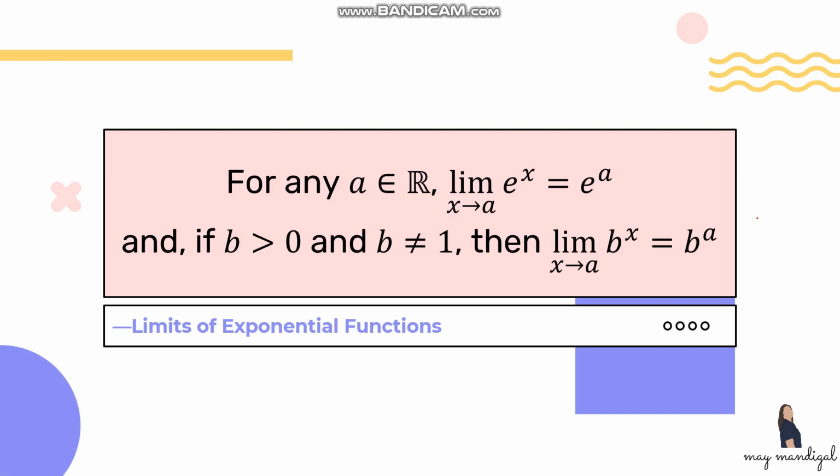For any a, which is an element of the real numbers, the limit of e raised to x as x approaches a is just equal to e raised to a. And if b is greater than 0 and b is not equal to 1, then the limit of b raised to x as x approaches a is also equal to b raised to a. This means that we can just do direct substitution as long as the conditions here are satisfied.